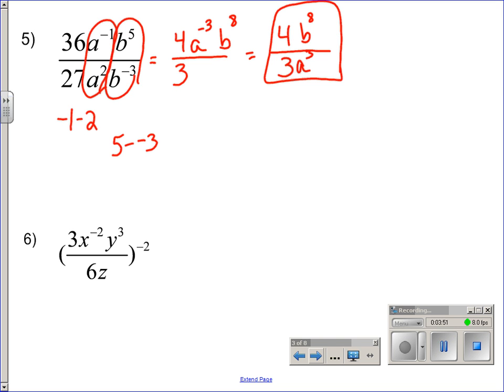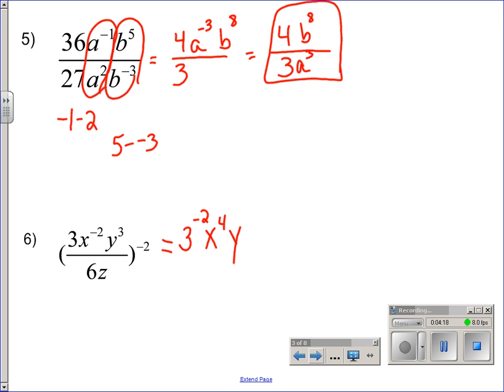Let's look at number 6. Now be careful here, because what do we have? We have a power to a power. So let's do that first. So now we're going to do 3 to the negative 2. I'm just going to write it out in exponent terms first. Then we're going to look at our x. Multiply power by a power. Negative 2 times the negative 2 gives me what? Positive 4. Let's do the y's.